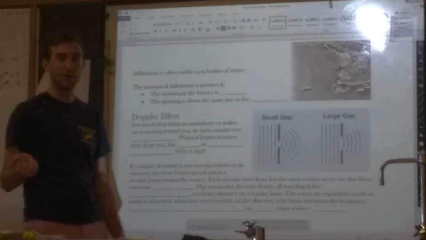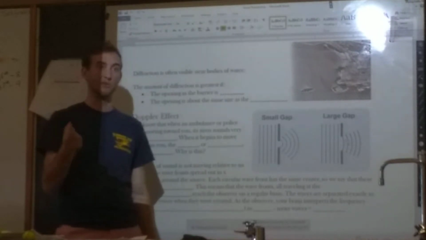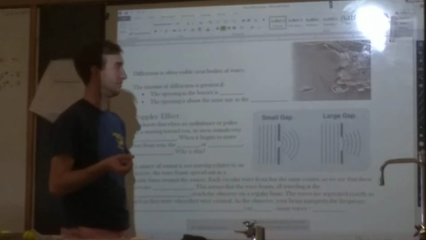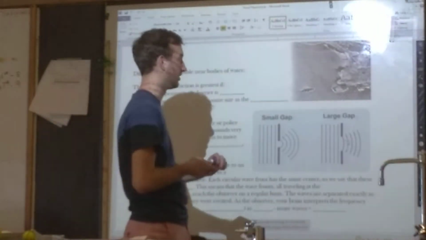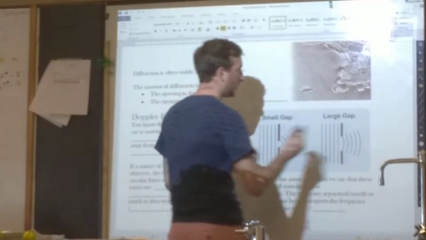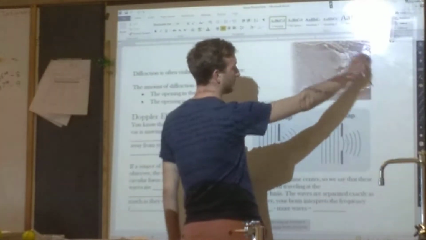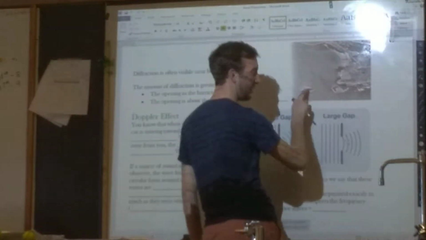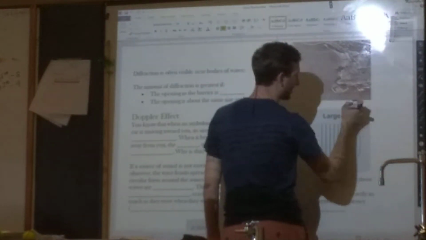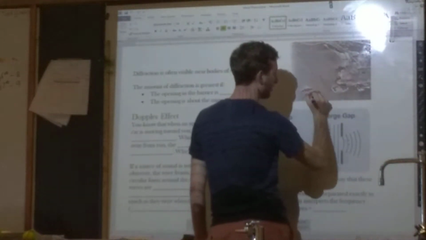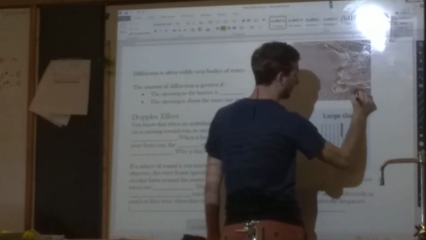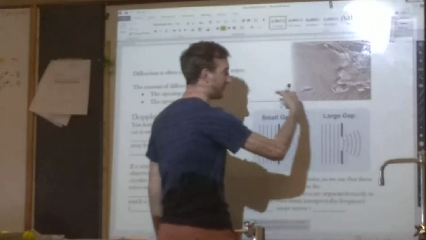If you just go on Google Maps and look at coastlines, it doesn't take very long to find a picture of diffraction. We have one right here. We have a coastline. We have two little small islands here. They are actually acting as our barrier. If you look closely, there are some wave fronts, and I'm being very generous with my wave fronts here, kind of in this general direction.